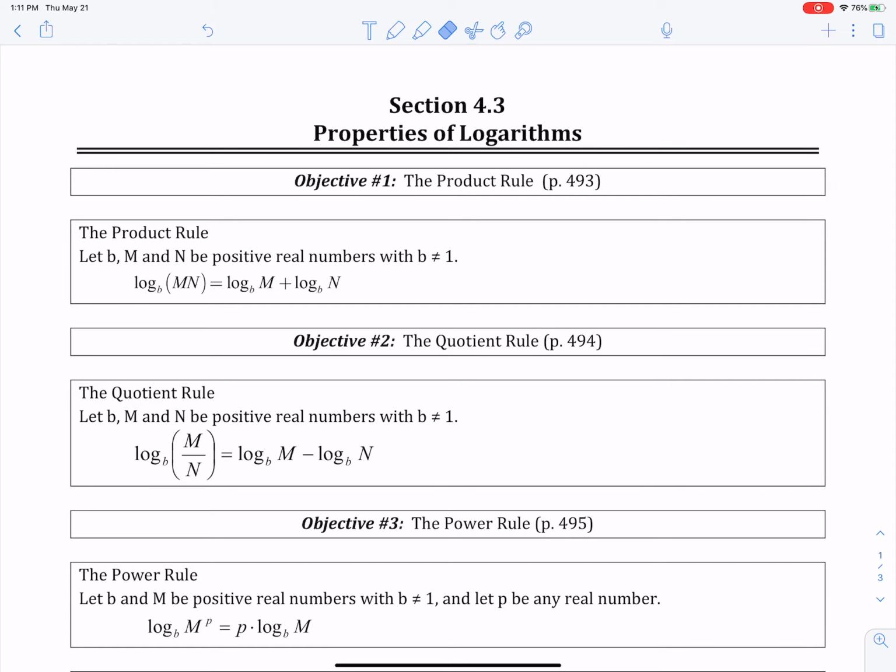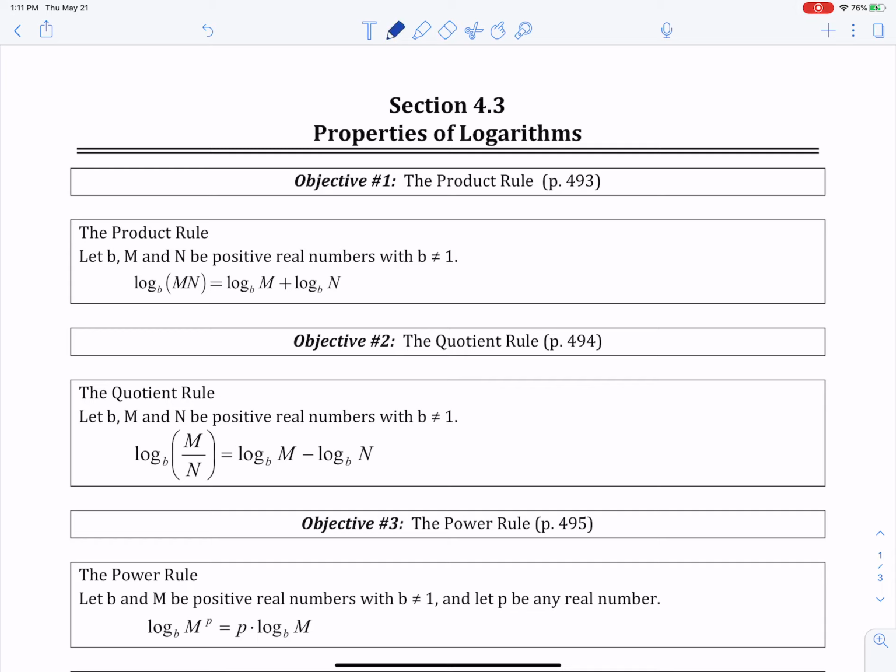In this section, we're going to be talking about more properties of the logarithms. The product rule says logarithm base b of the product of two expressions is equal to the sum of the logarithms with the same base b of one of the expressions plus logarithm of the other expression. This is very understandable if we convert this property to exponential form.